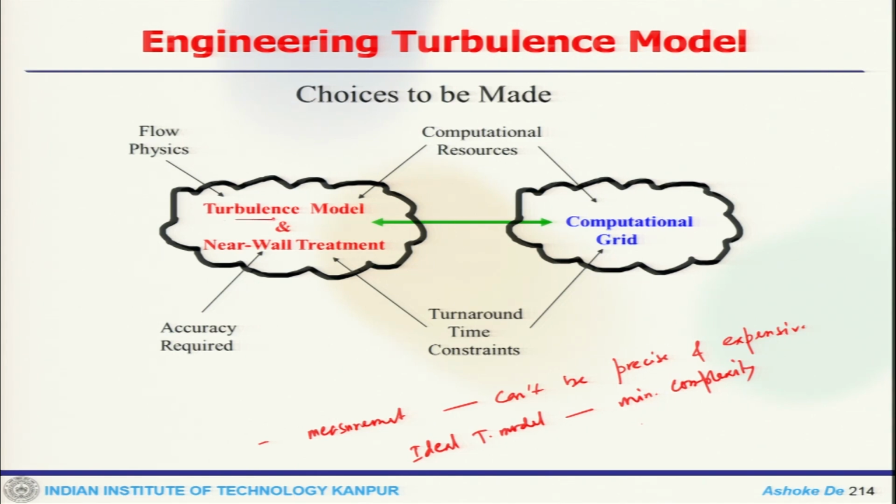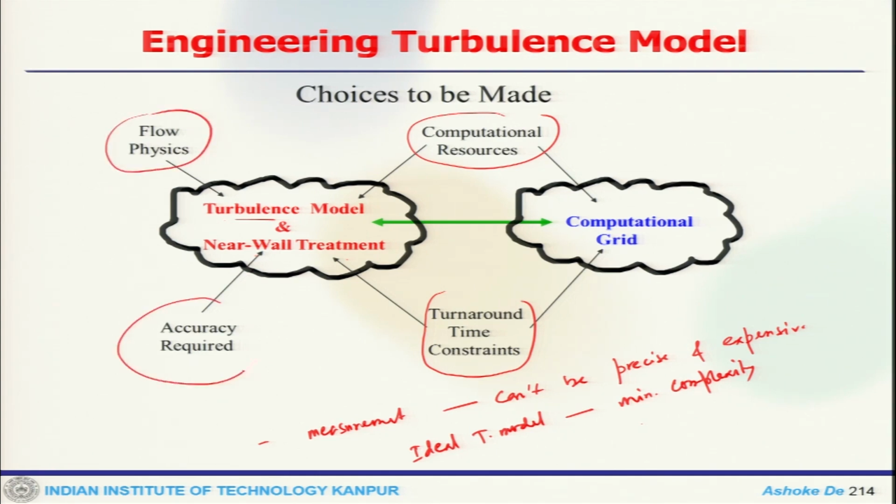So, you have a turbulence model and near wall treatment if it is a wall bounded flow. And then you have a computational grid. So, the turnaround time is a constant. Computational resources are also an issue for the turbulence model and computational grid, because what kind of turbulence model one will use depends on what resources are available, and what is the expected time for calculations. But the turbulence model or near wall treatment are actually dictated by the flow physics or the accuracy required.